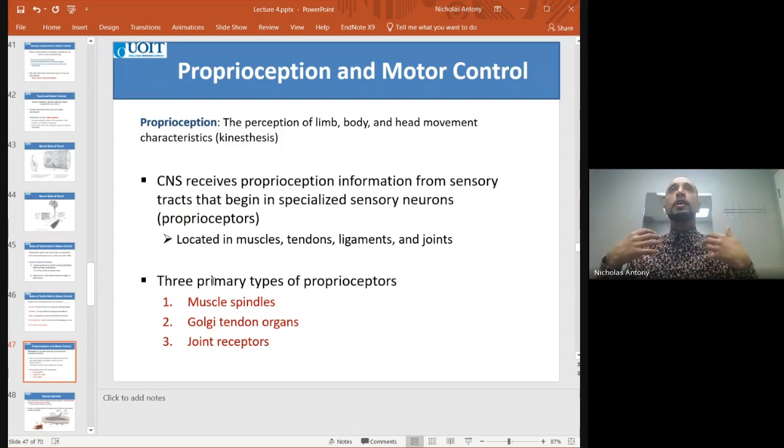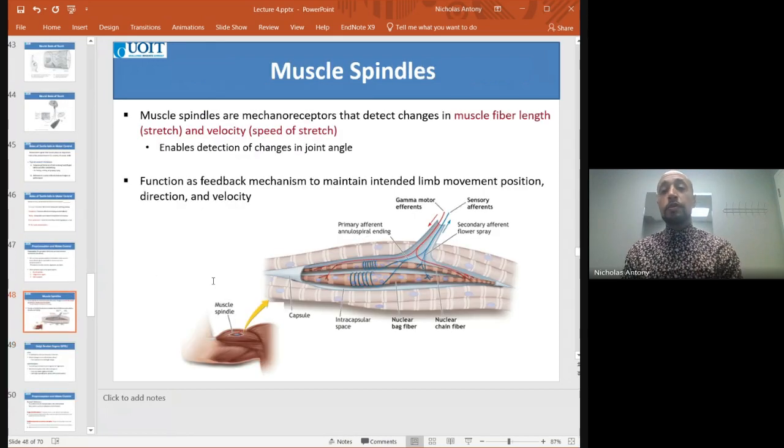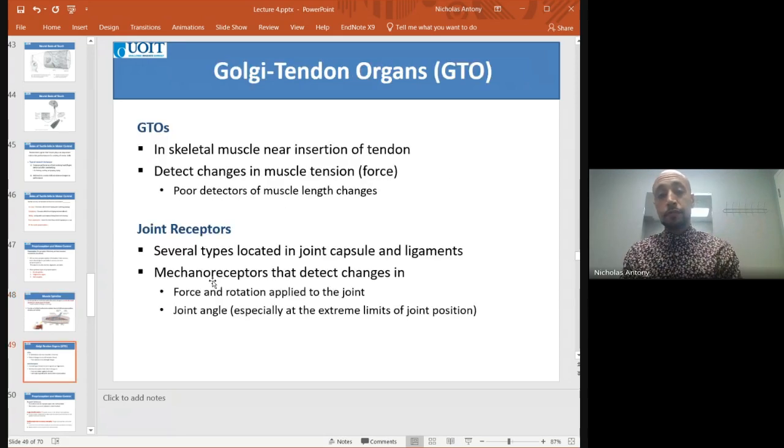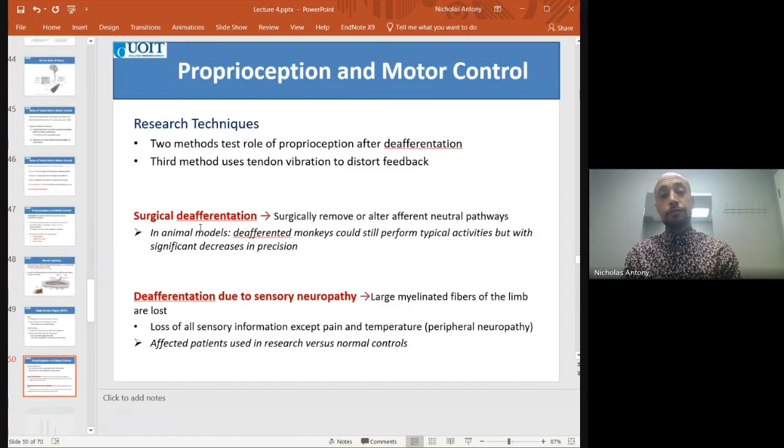It's our awareness of our body positioning in space. So if I close my eyes and I make the letter Y or a thumbs up, I know what position my body's in. Can we all agree on that? Now that information comes from proprioceptors: receptors in the muscles and the joints that allow us to understand how our body is positioned in space. We have GTOs, muscle spindles, and joint receptors.